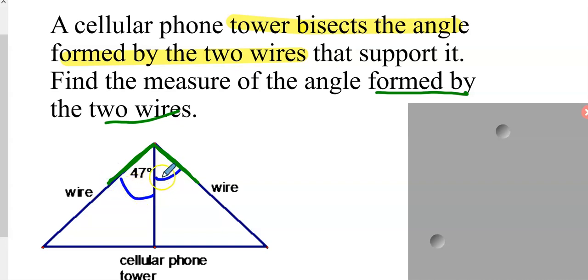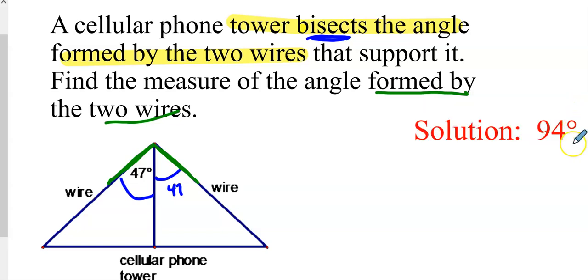Well, again, because I could put these congruent statements on there because I knew it was bisecting, if this angle is 47, so is this one. So to find this angle here, the larger angle, I need to add these two inside angles, which total up the whole angle. So if I take 47 plus 47, I get that to be 94.